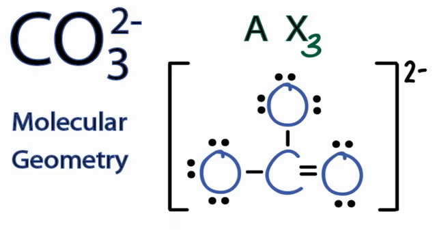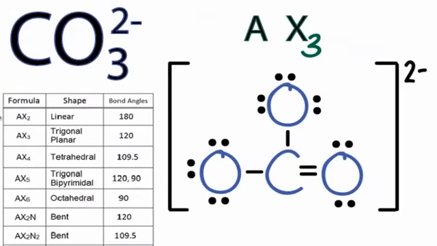Or if you had a table available, you could look it up. As we go down the table, we see AX2, and right below it, that's AX3, which is trigonal planar with bond angles of 120 degrees.